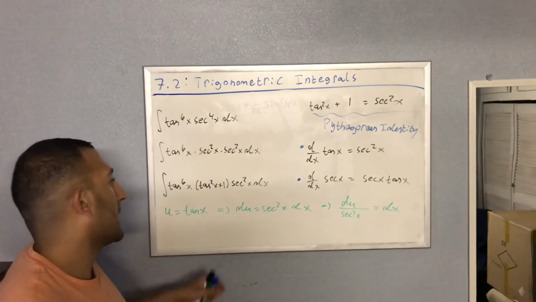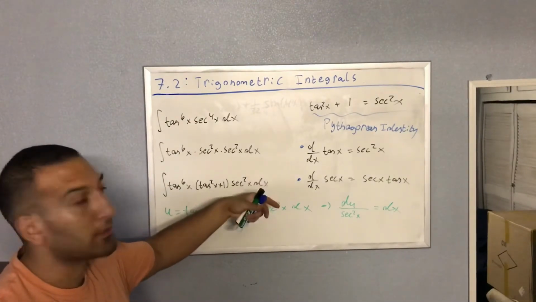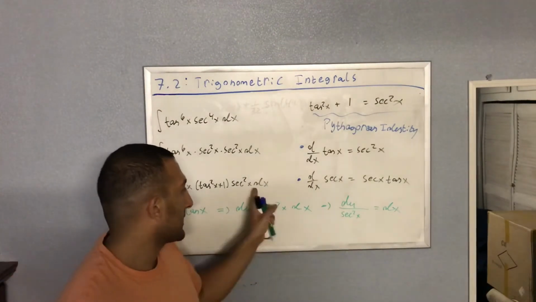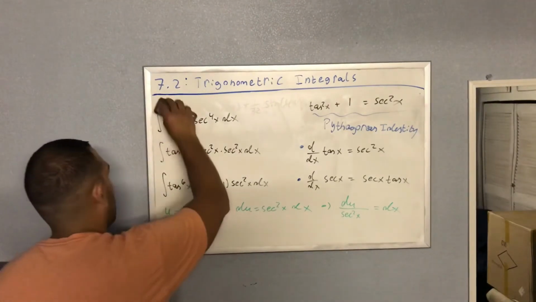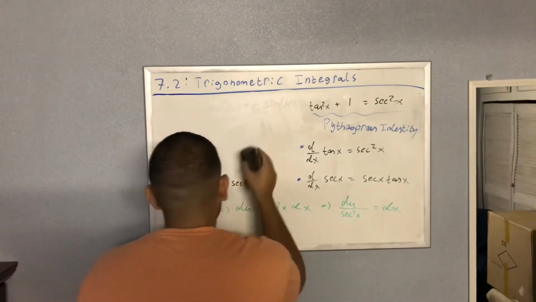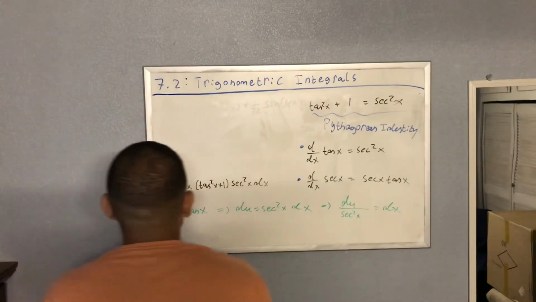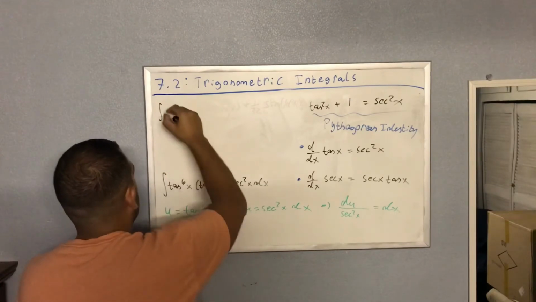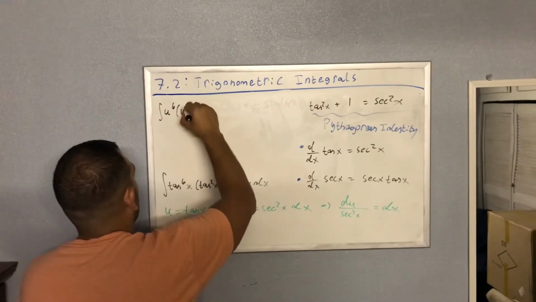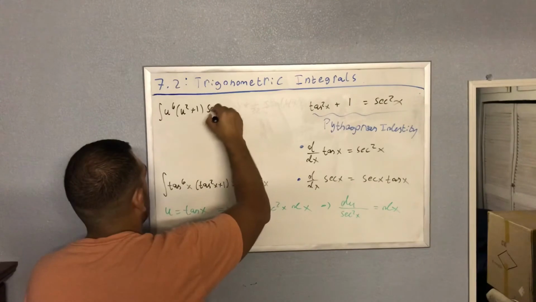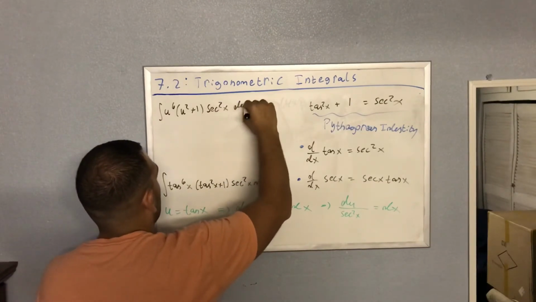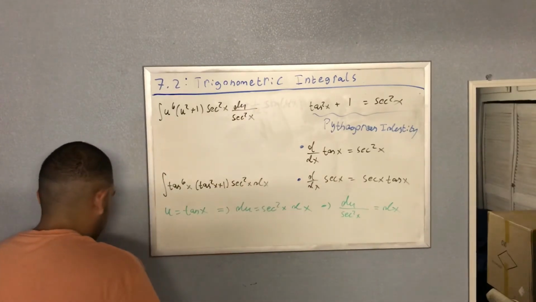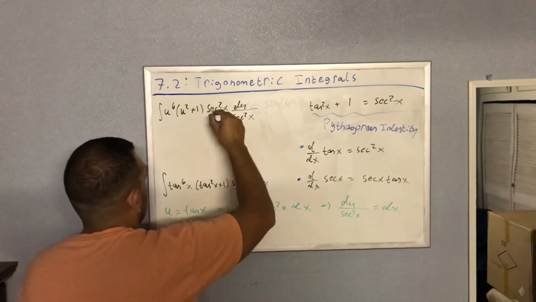Normally with sine and cosine, we would just leave one power of sine and one power of cosine, because the derivative would then cancel out. But here we need to keep a secant squared to cancel out. So then we have the integral of u to the 6th times u squared plus 1 times secant squared x du over secant squared, which is perfect because these cancel out.